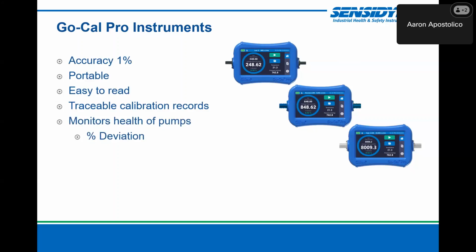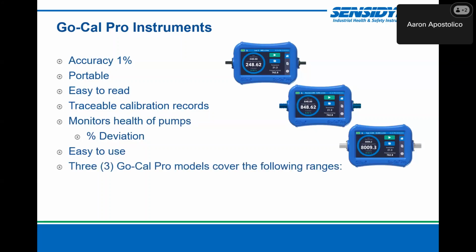Monitors the health of the pumps. One of the key indicators of a pump stability has to do with the pulsation. And the pulsation will be monitored and provided in a percent deviation value within the instrument's averaging feature. It's really easy to set up and use.